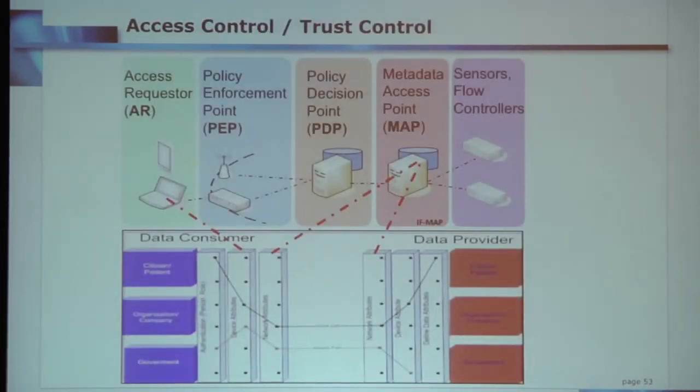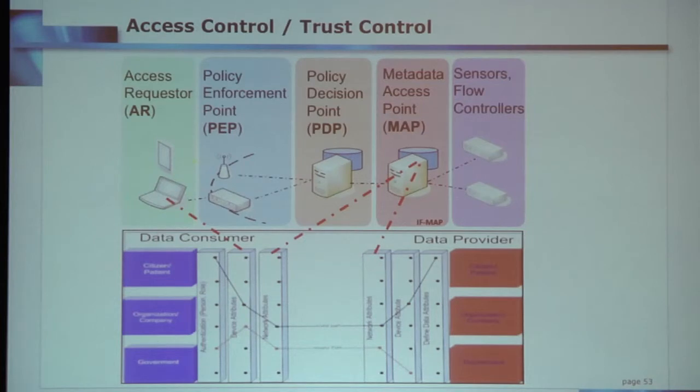So you may recall this access control engine that I presented to you in the attribute-based access control space. At the top you see the somewhat enhanced TNC architecture with access requester, policy enforcement point, policy decision point, metadata access point, of course, and then optional sensors and flow controllers that can feed security metadata into the MAP for enforcement purposes.